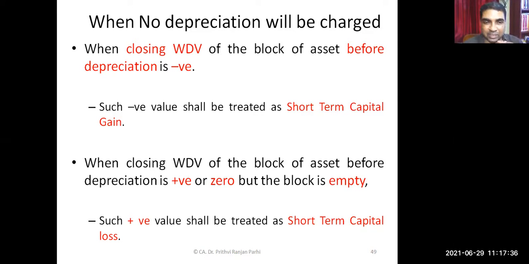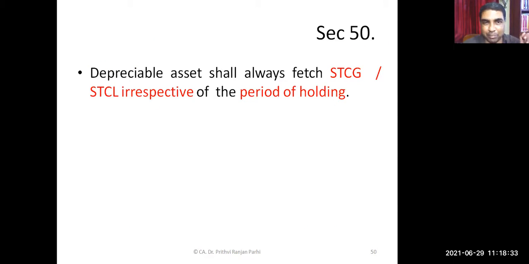When the closing WDV of the block of assets before depreciation is positive or zero, or the block is empty, then such positive values are treated as short-term capital loss. So there are two possibilities. When assets are sold, there may be short-term capital gain or there may be short-term capital loss. There will be short-term capital gain when the closing WDV of the block before depreciation is negative. Suppose an asset is sold and the closing WDV of the block of assets is negative. We'll see that with the help of an example. When the closing WDV is positive or zero, or the block is empty, that can be short-term capital loss. This can be understood with the help of an example.